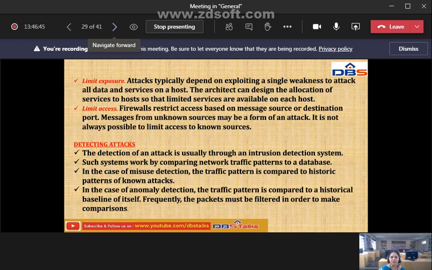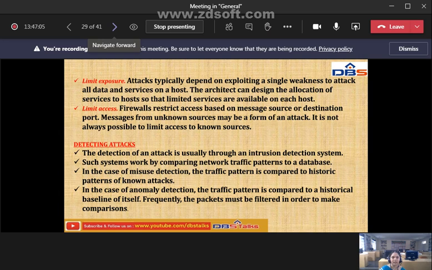Such systems work by comparing network traffic patterns to a database. So these intrusion detection systems work by comparing network traffic. Based on network traffic, these intrusion detection systems will work.